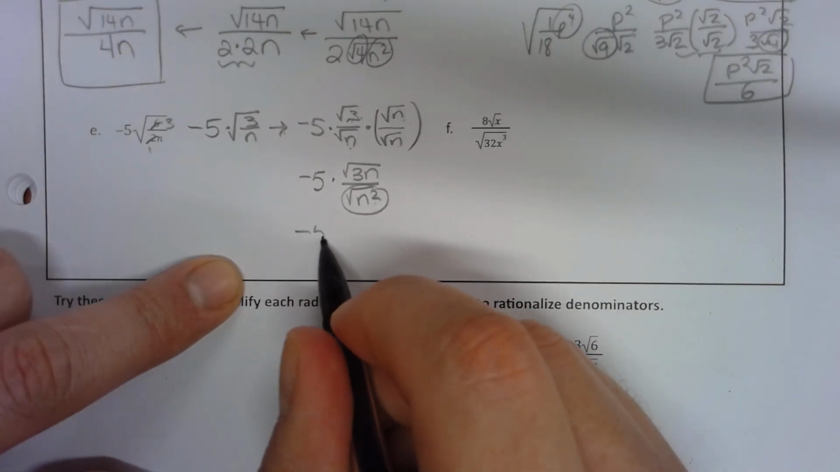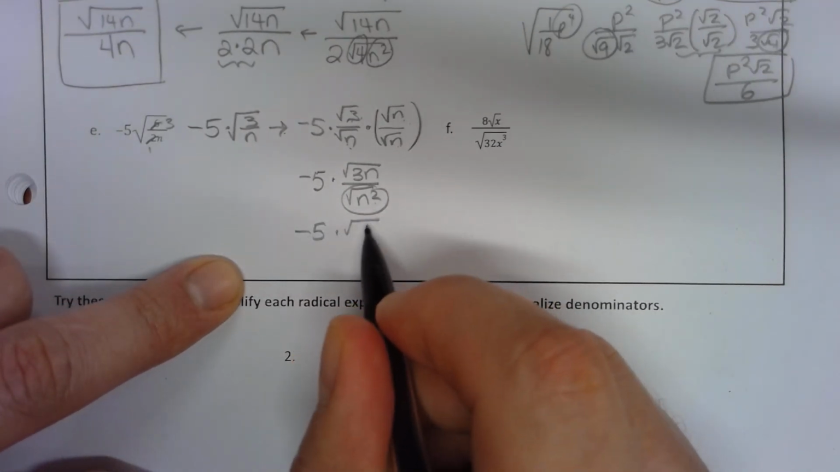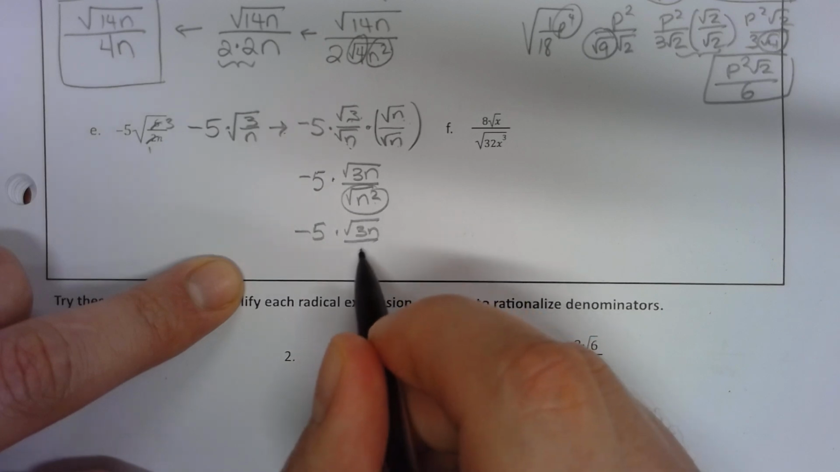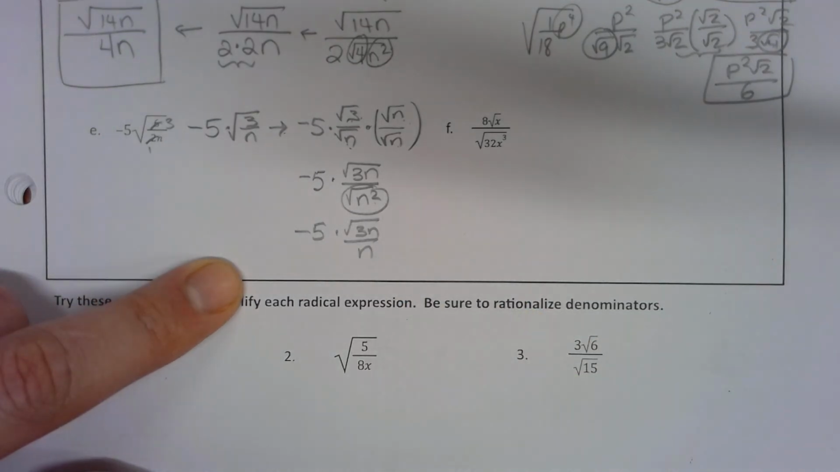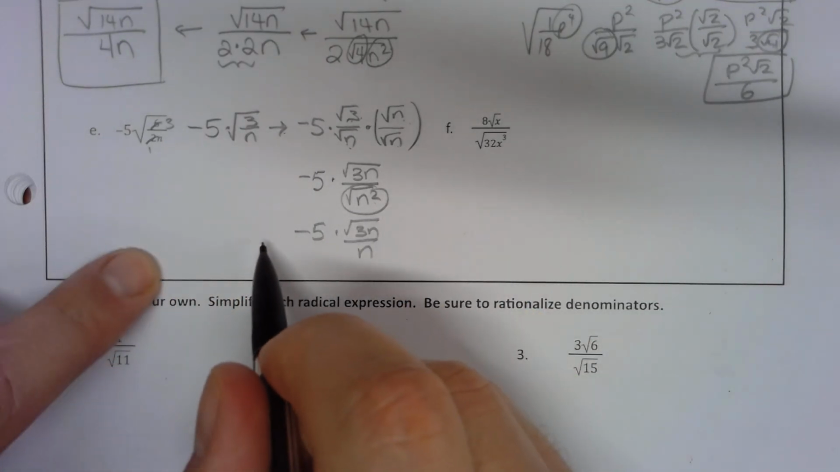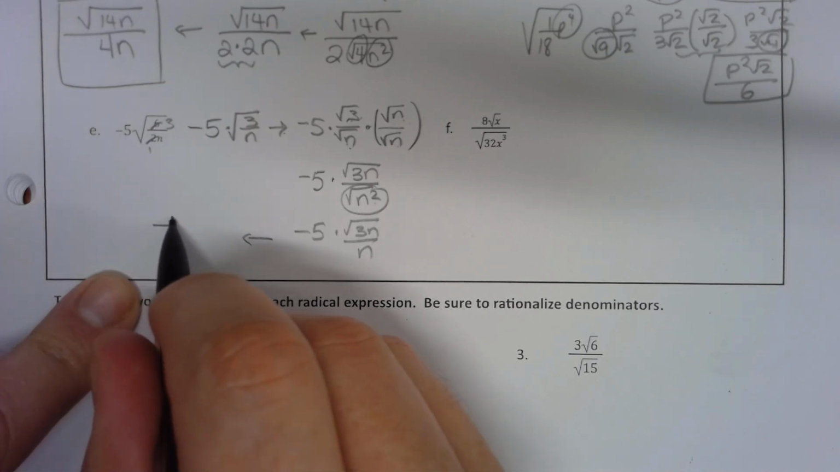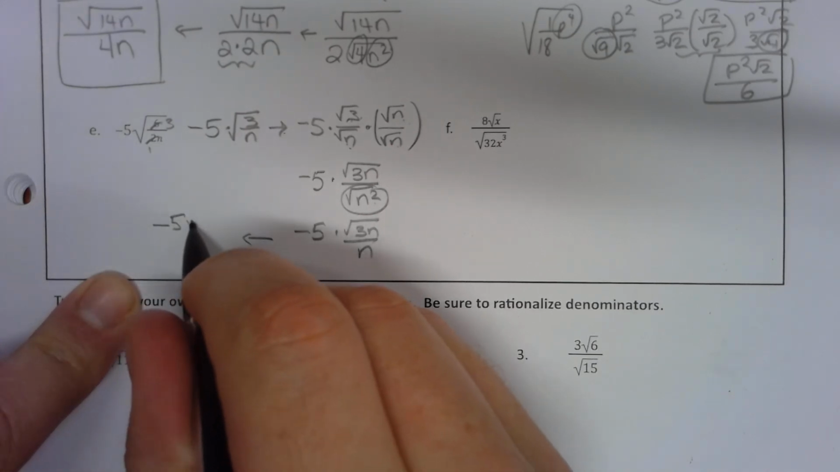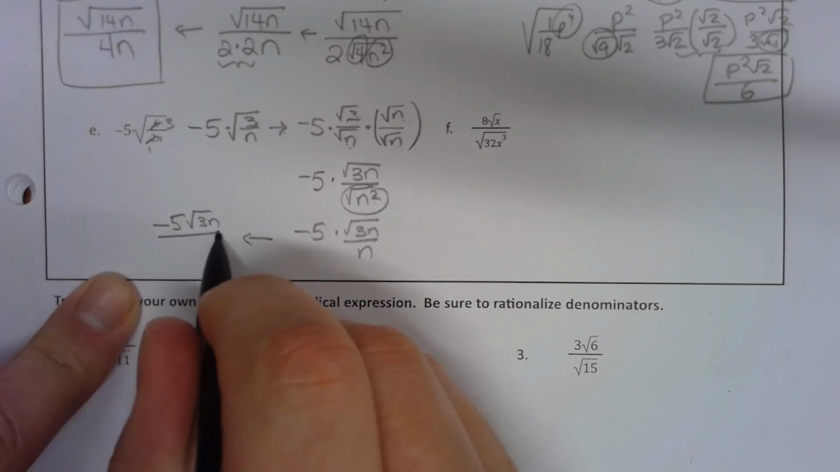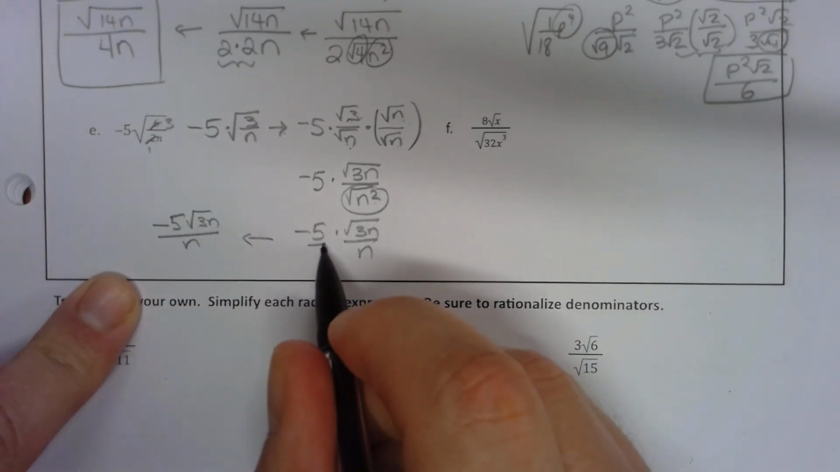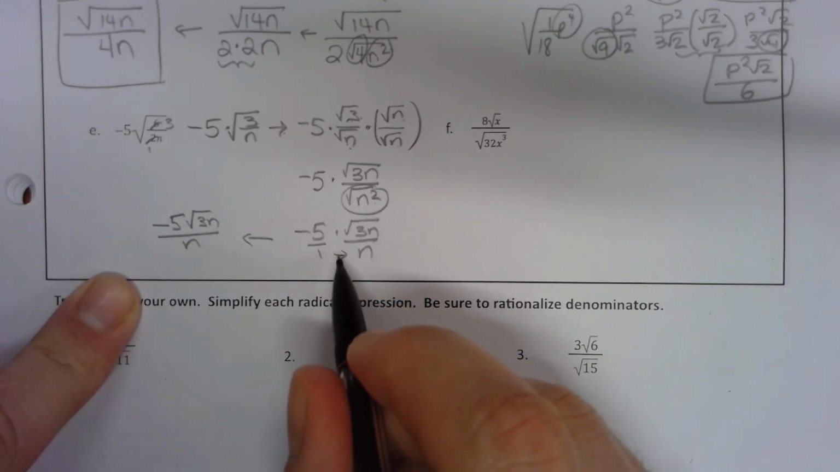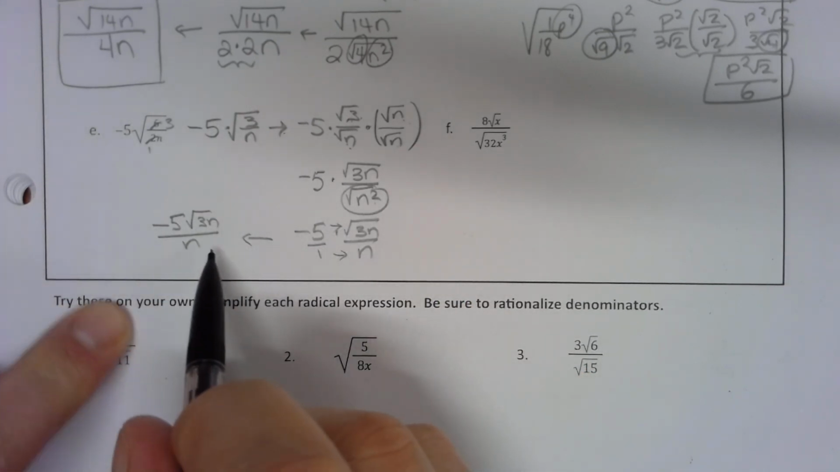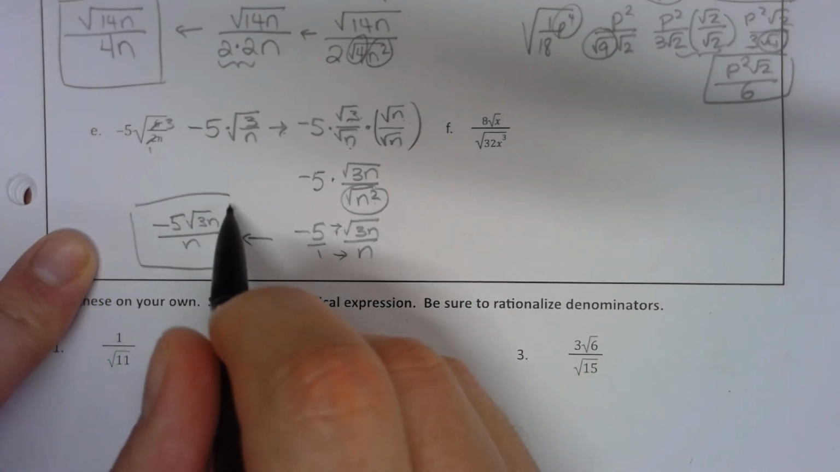Let's finish this out. Negative 5 square root of 3n divided by n. If it's okay with you, I can write negative 5 square root of 3n all divided by n. That's like as if I put the 1 and multiply the tops together and the bottoms together. So it looks like this. You might see an answer written like that instead.